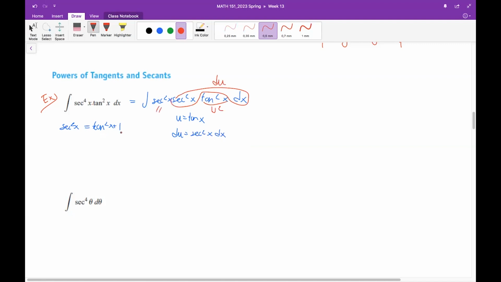This also can be transformed into tangent like that, right? Secant square x is already given as tangent square x plus 1, and this is now written in terms of u like that. See? Very quickly, we transform the integral into u's and du's like that. It is u square plus 1 times u square and du.